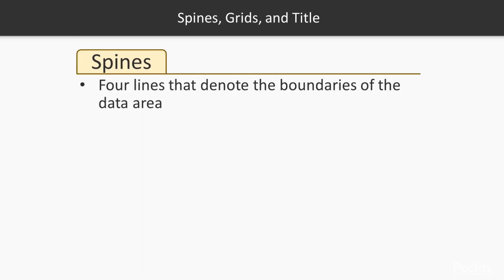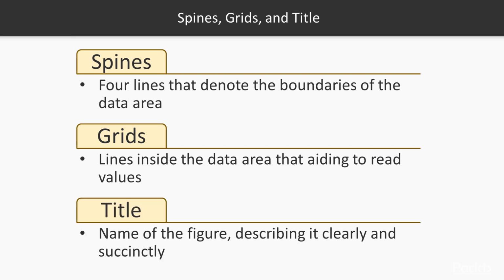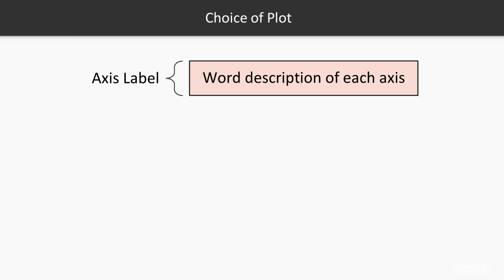Spines are the four lines that denote the boundaries of the data area. We also have grids in Matplotlib, which are lines inside the data area that aid the reading of values. Title is a name of the figure that describes the figure clearly and succinctly. Axis labels are a word description of each axis. Units should be given if applicable.